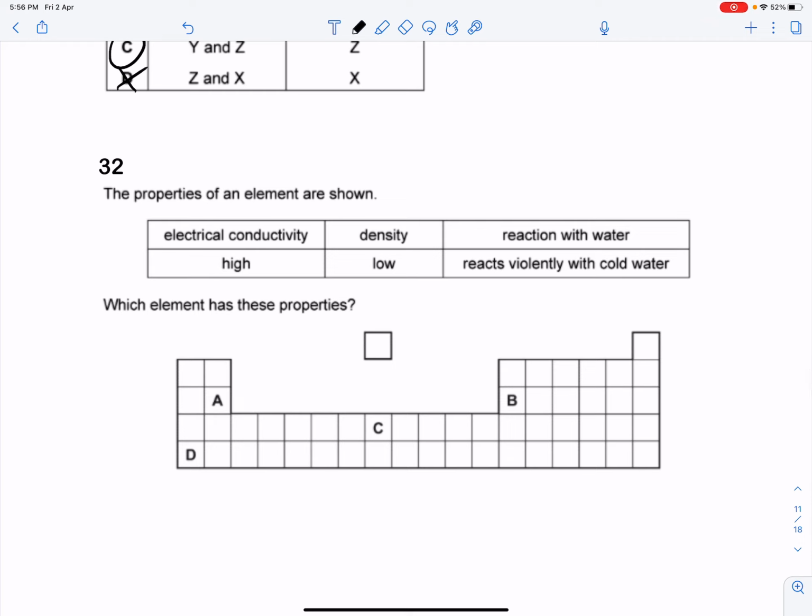So its electrical conductivity is high, so that could be D, A, or C. Its density, it could actually be aluminium as well. So it could be any of them. That doesn't help us at all. Its density is low. All of the others' densities are relatively high. The lowest is D, but reacts violently with cold water. It is only D. So the answer must be D.